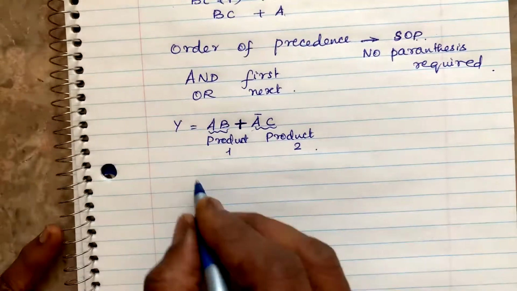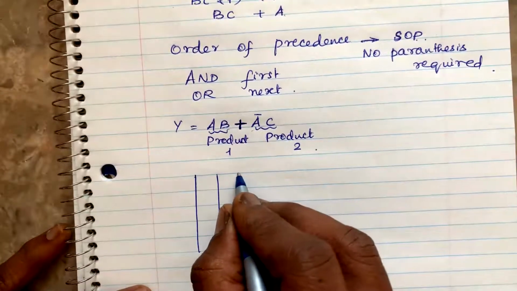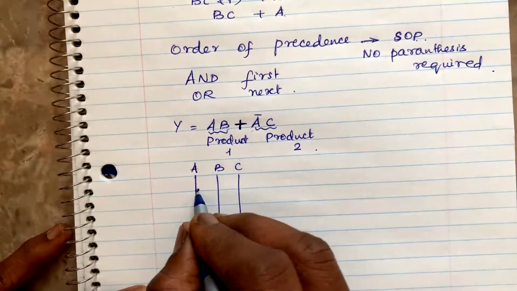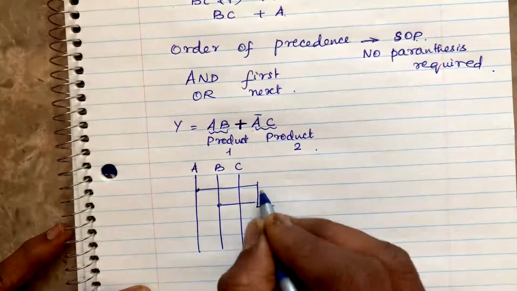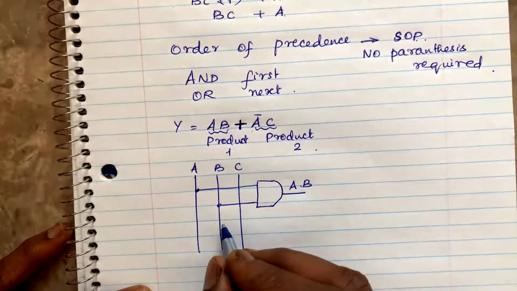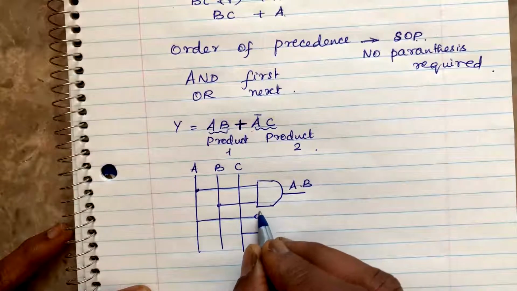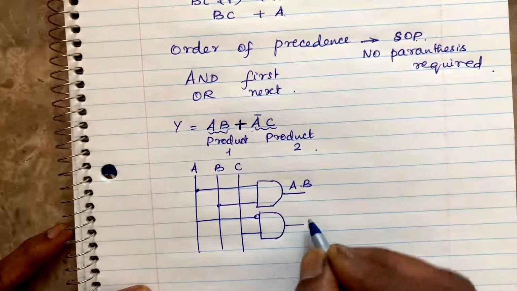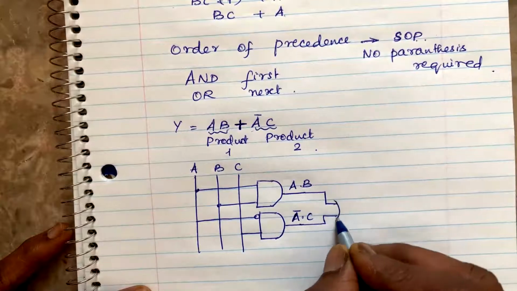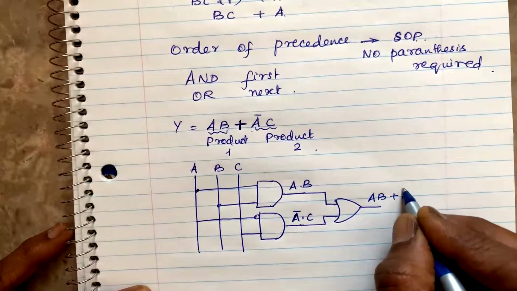So if you want to implement it, A, B, A bar is also there, C is there here, right? So AND goes first in the first level. So it's A dot B and A bar dot C. For A bar, you could do this, A bar dot C, and OR them both. This is now AB plus A bar C.